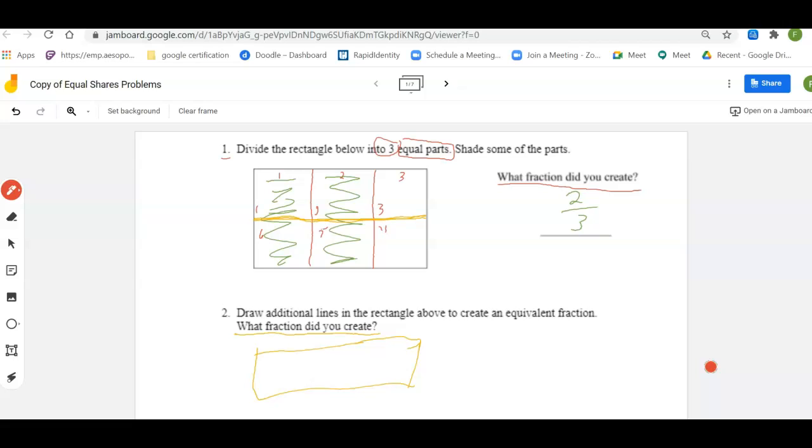So how many out of that 6 is shaded? 1, 2, 3, 4 out of the 6 is shaded. So this is the new fraction that I've created, 4/6. It's equivalent to my 2/3 from above because the same number of parts have been shaded in. The same amount has been shaded in. That means that they are equivalent.